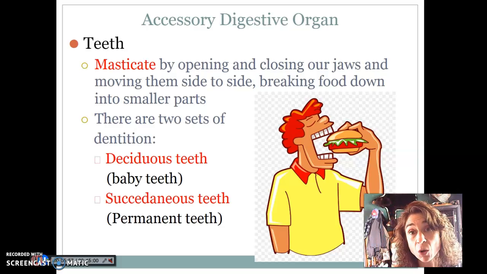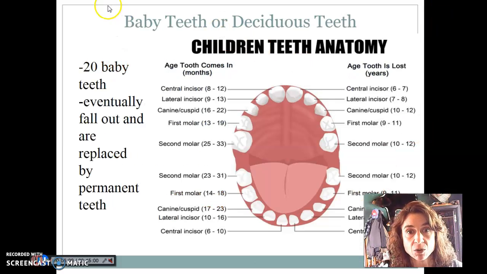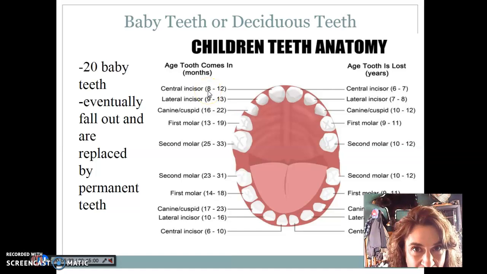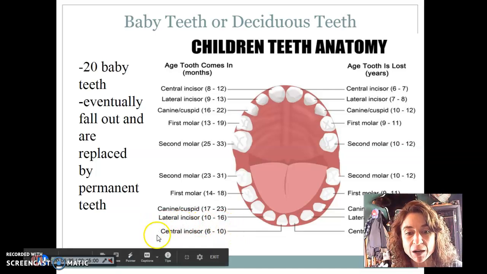Okay, so we have two sets of teeth. We have our deciduous teeth, which are the baby teeth, and then we have the succedaneous teeth, which are your adult or permanent teeth. Okay, so here's the baby teeth or the deciduous teeth. So we have 20 baby teeth. When that fetus is developing, there are 20 little tooth buds that form under the gums. Then, after the baby's born, on this side you can see those teeth start to erupt, and it tells you typically, on average, what month or how old the child is when they start to erupt. And our front bottom teeth are the first ones that usually come out at about 6 months.